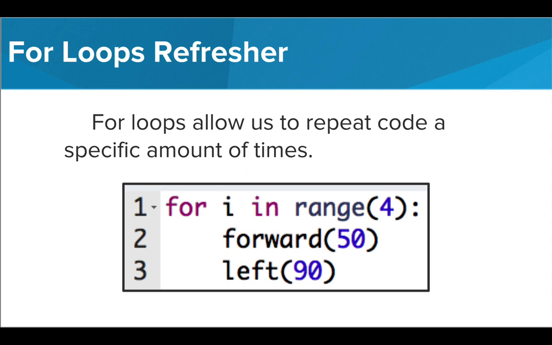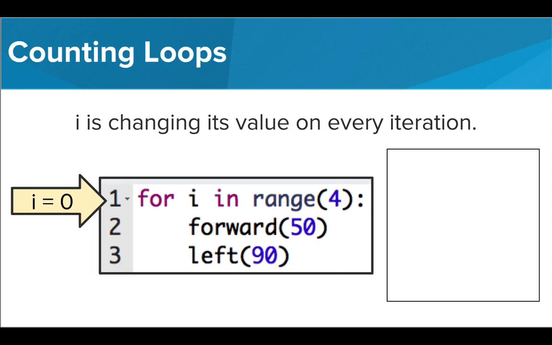We've seen this code many times before. This loop tells Tracy to draw a square with sides of length 50. So what is actually happening when we run this loop? Well, the letter i is a variable in our code. i is starting at 0 and increasing by 1 every time the loop repeats until it hits a value of 4 and ends our loop.